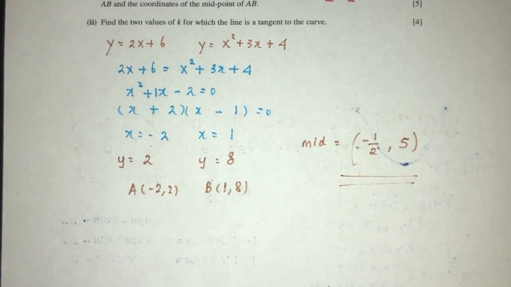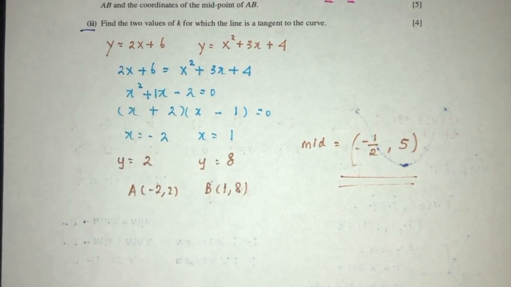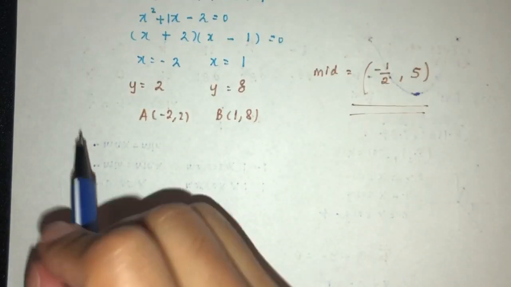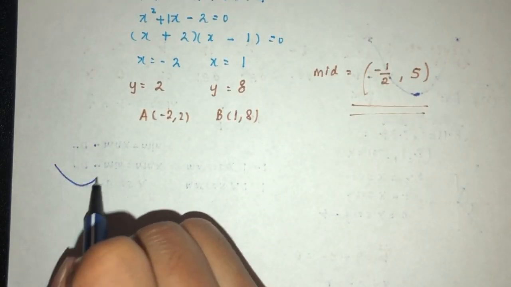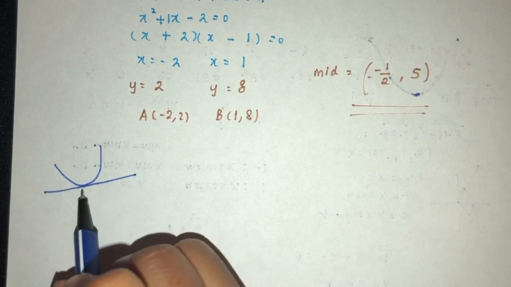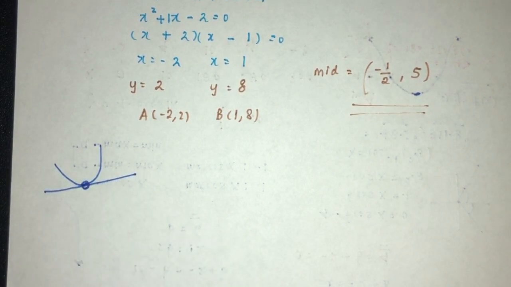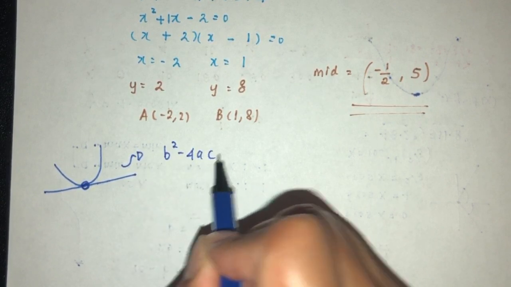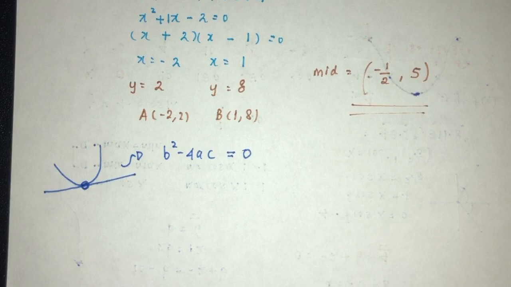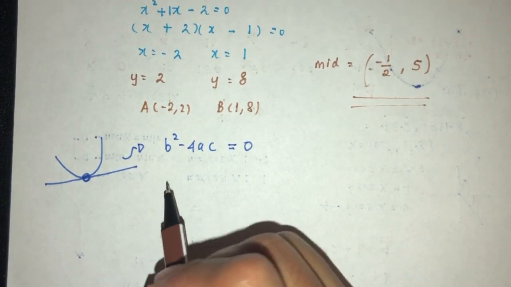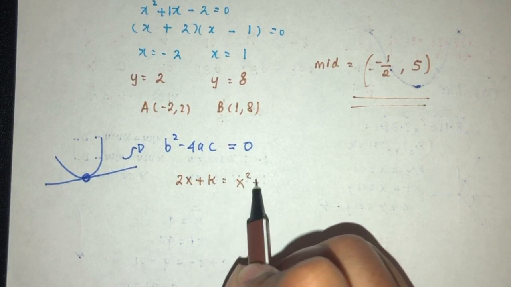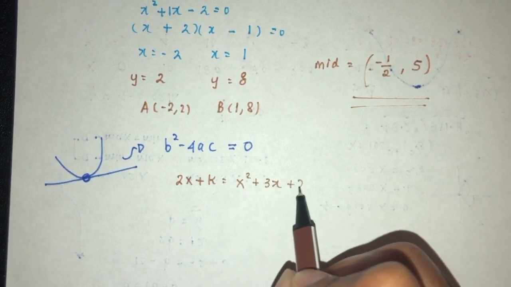Now for part 2, we have to find the two values of k for which the line is a tangent to the curve. Okay. Now we have to understand, if the line, this is the curve, if it is a tangent to a curve, it means they meet at only one point. Now if it is only one solution, we understand we have to look at b squared minus 4ac equal to 0. So let's solve. So you would have kx plus 6 on one side and x squared plus 3x plus 2k on the other side.